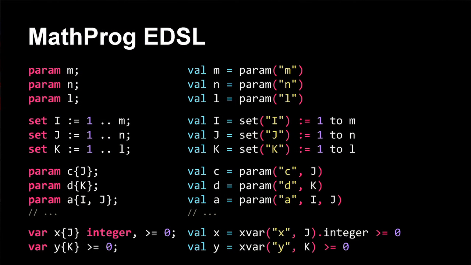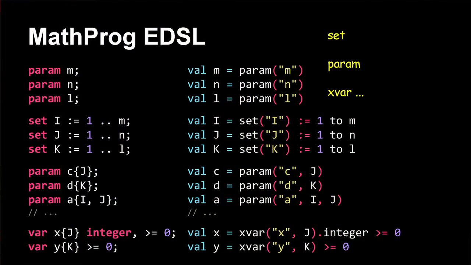So this is the first example of the EDSL. Here we have the declaration part of the model we saw earlier. On the left, we have the MathProg version, and on the right, we have the Scala EDSL version. We have three basic smart constructors for the sets, the parameters, and the variables. For sets and parameters, we are using the same word as MathProg, but for variables, because var is a reserved word, we are using xvar.